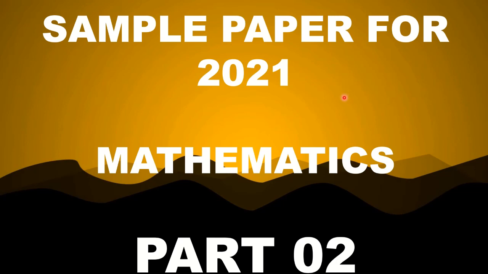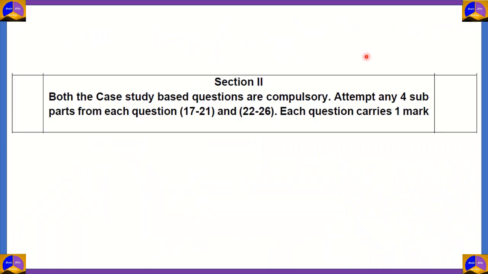Now, in this episode, we're going to be discussing a very special question. In this year's sample paper, they've introduced case study based questions. In section 2, both the case study based questions are to be compulsorily attended, and you have to attempt any of the 4 subparts, and each of these questions carries 1 mark. So we will have 5 questions in each of the case studies, and you need to attend 4 of them. If you attend 4 of them, you'll get 4 marks from that case study, and from the other case study you get 4 marks, so you have a total of 8 marks in section 2.